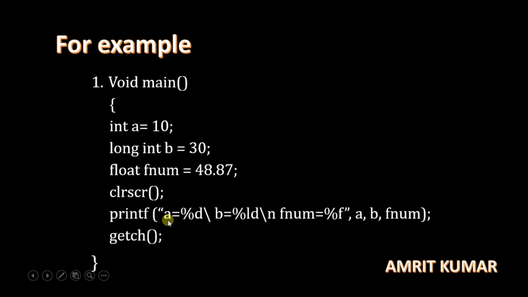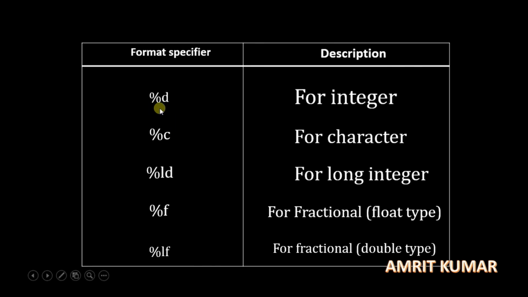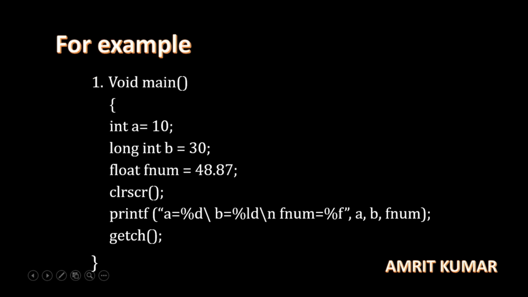So I am using A equal to, then a format specifier. Which type of format specifier? Percentage D, which is used for integers. A is the integer here because it is 10. B is also an integer, but of type long integer. F-num is a float data type, so it can contain only float values.